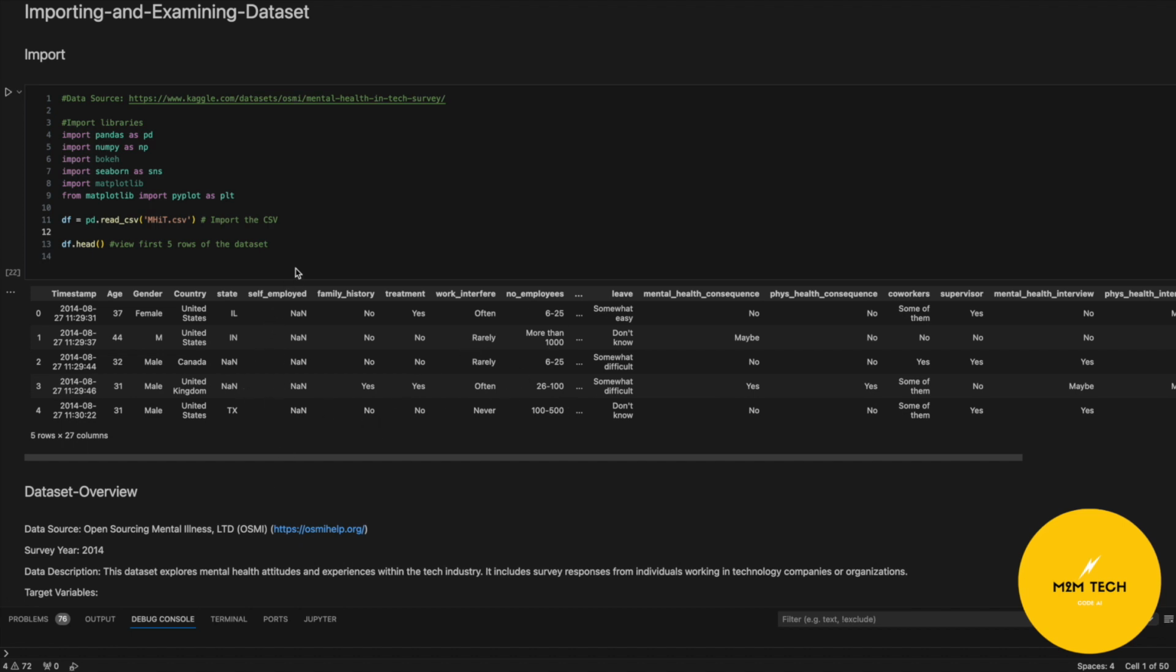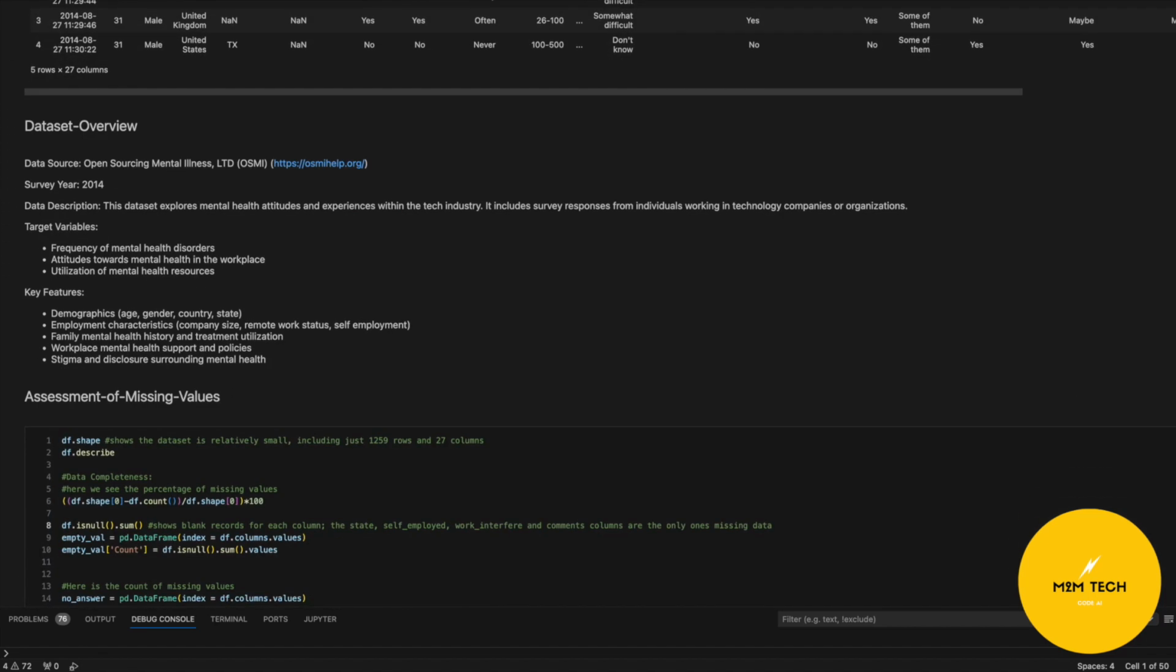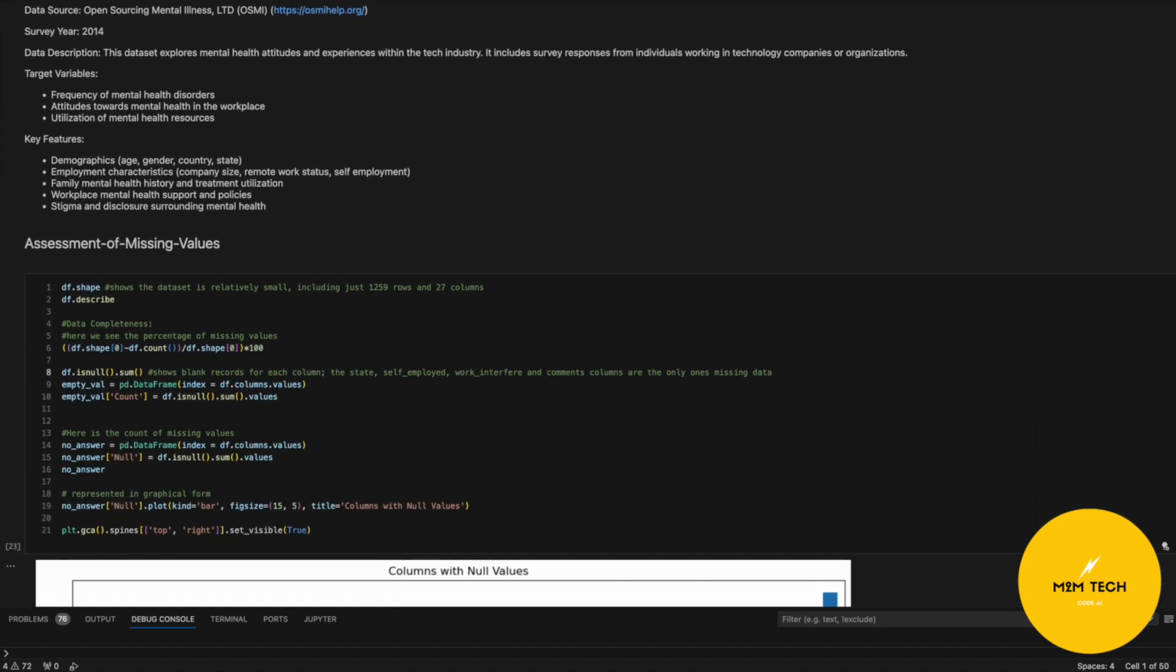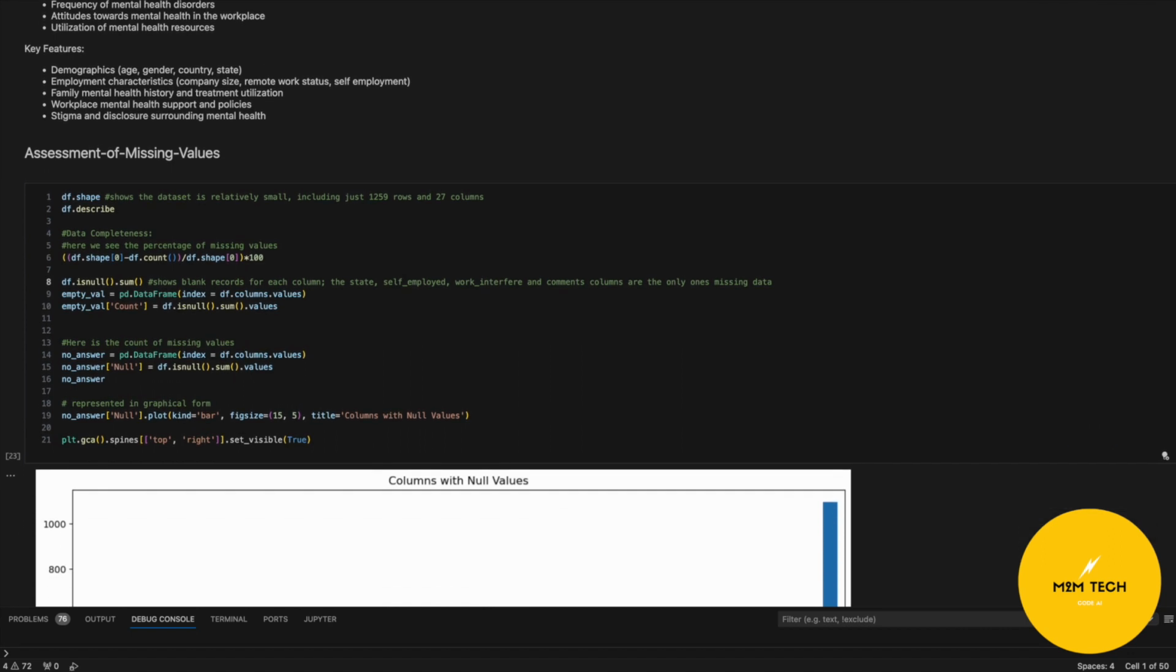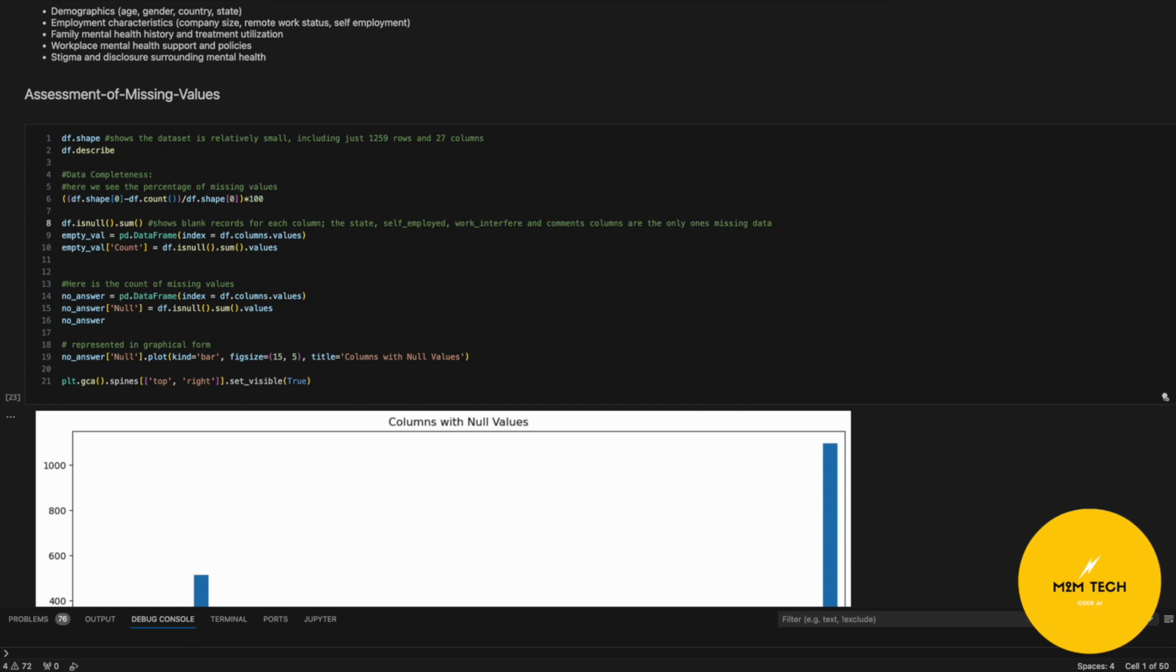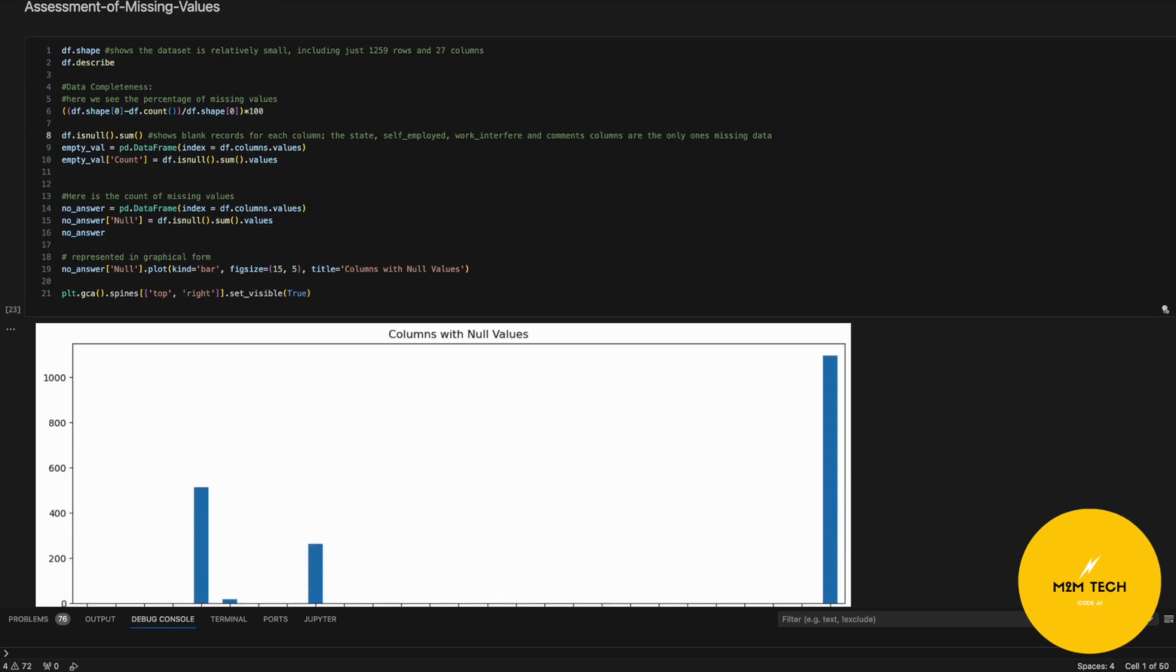whether they're self-employed, whether there was a family history or treatment, whether they had support from supervisors, and so on and so forth. So we have a lot of demographic info, employment characteristics, mental health history, and there's a discussion of the stigma around disclosing mental health issues.